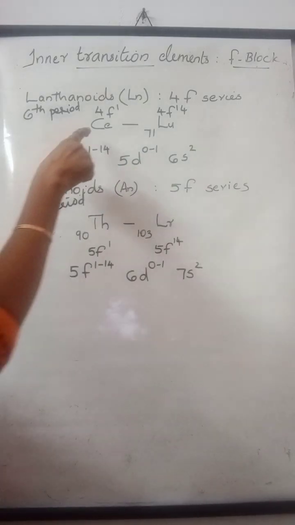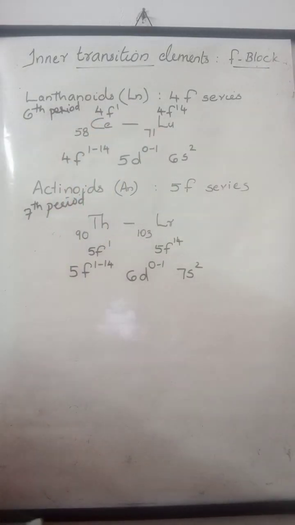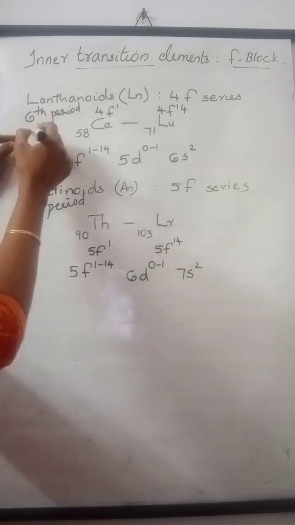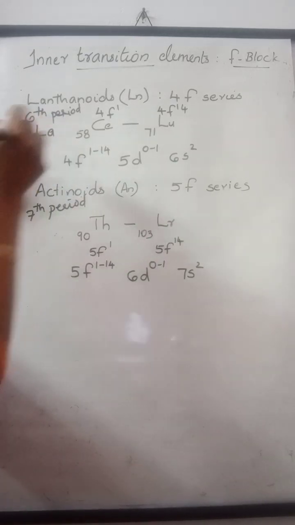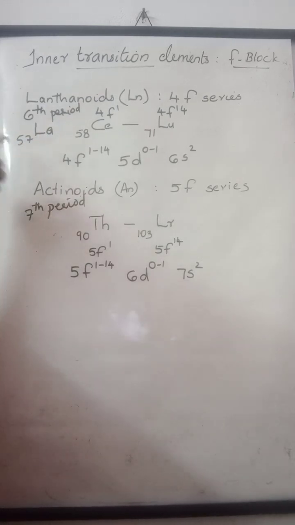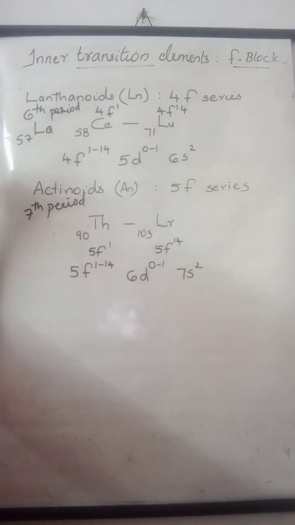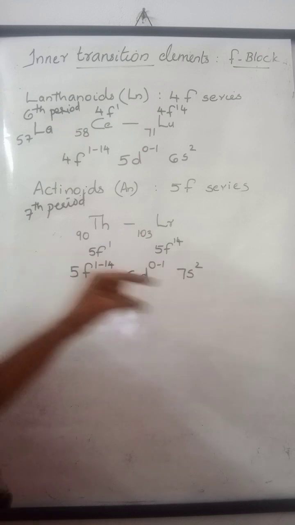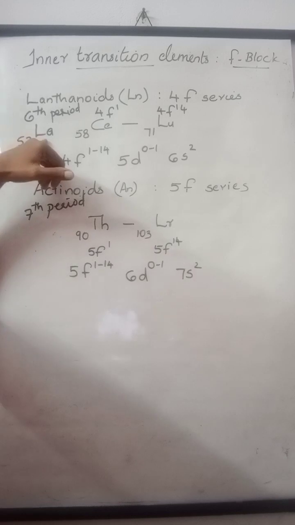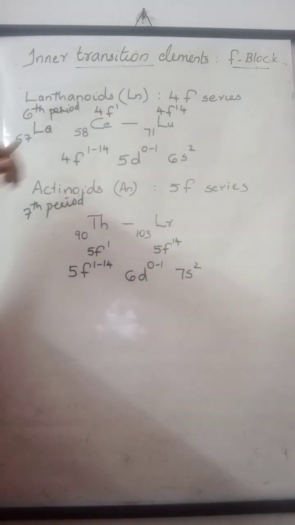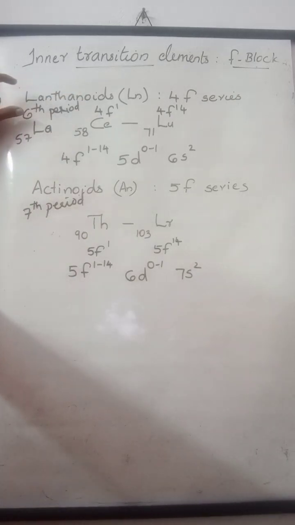Actually, these 14 elements come after lanthanum, of the 6th period, symbol La with atomic number 57. So after lanthanum, 14 elements have been taken from the 6th period and arranged at the bottom as the first row of F block elements, that is lanthanoids. Since they come after lanthanum and show similarity, they are called lanthanoids. Why are these elements called lanthanoids? Because they come after lanthanum.